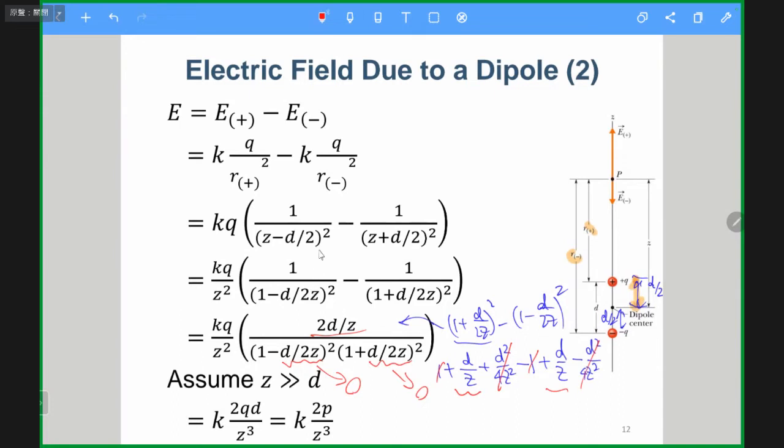But after we do some simplification and then apply this far field condition here, then this is 0, this is 0. So in the denominator, it is 1 times 1. So it ends up to be 2 times k. K is here. You can see this is k, and then this 2 is here, and then q, and then d is here, and then this is over z cubed. So it ends up to be z cubed like this.